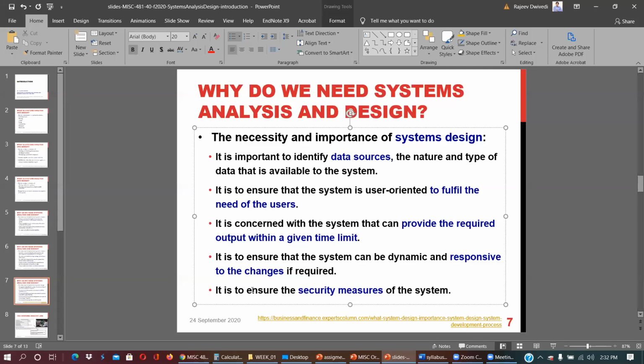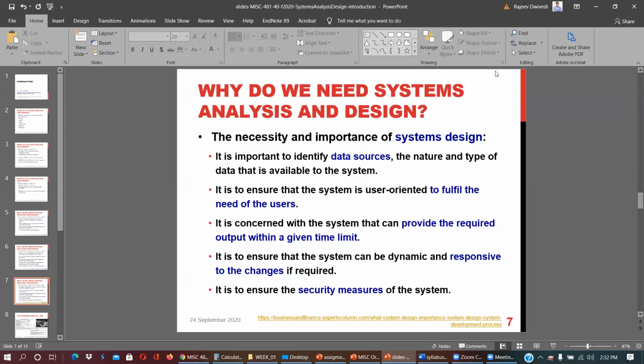It is also ensured that there are security measures in the system. This is another thing, because most of the systems which are developed have security concerns. Therefore, it is important.